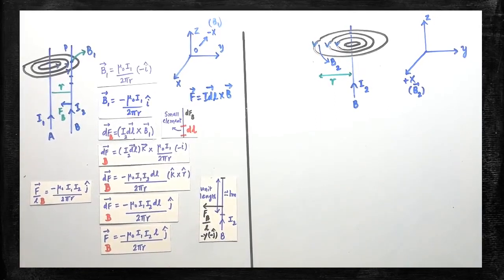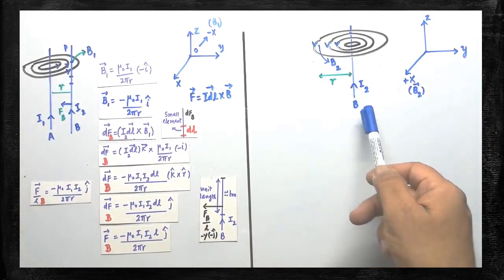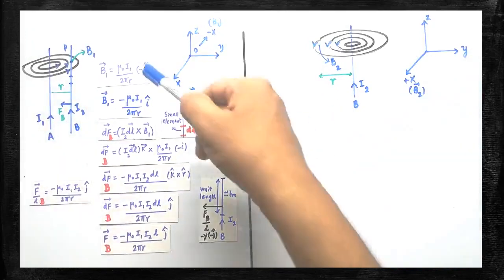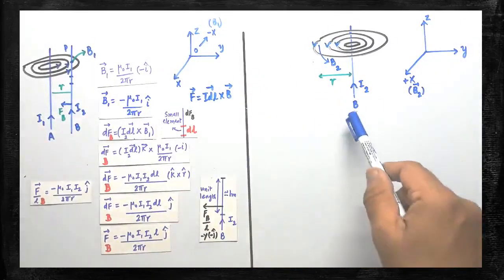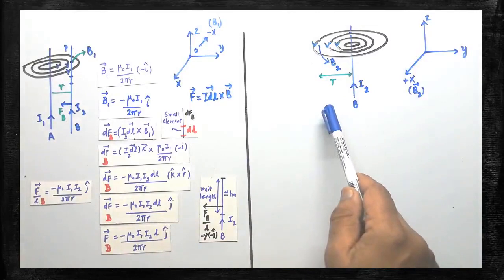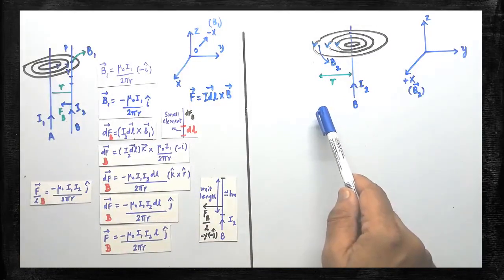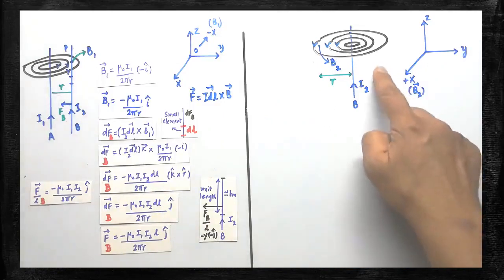Now we are going to place the A conductor in the field of the B conductor. As we have seen earlier, we are going to derive the force acting on A. Already we have calculated the force acting on the B conductor. Now we are going to derive the expression for force acting on the A conductor. So look at the diagram here.